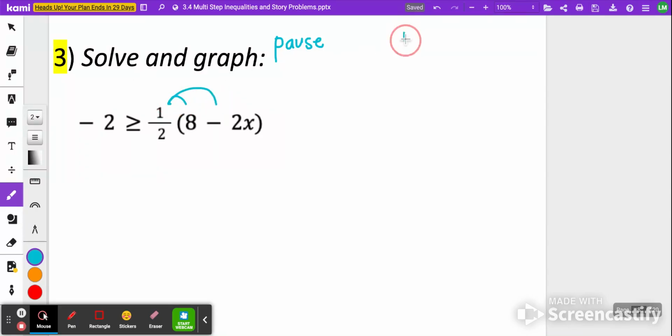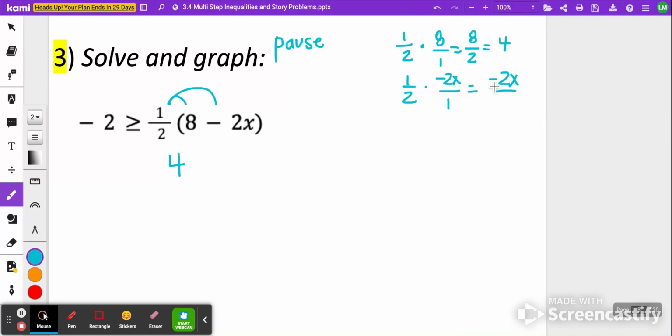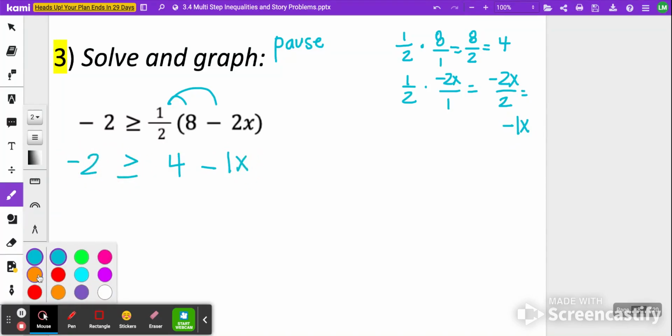1/2 times 8. I'm going to show my work over here. That just means you're doing 1/2 times 8 over 1, which is 1 times 8 on the top, 8, and 2 times 1 on the bottom, which is 2. And 8 over 2 is 4. So 1/2 times 8 is 4. And then I'm also doing 1/2 times negative 2x. Okay, so that would be negative 2x on the top and 2 on the bottom, which is equal to negative 1x. So I'm going to write minus 1x. Still have that greater than or equal to symbol, still have the negative 2.